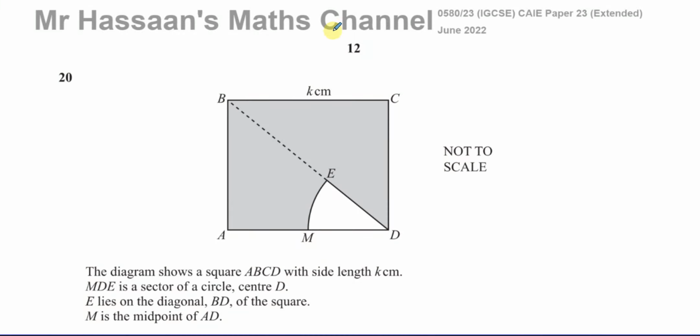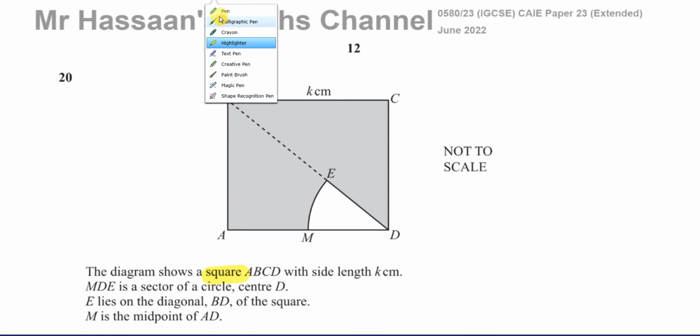This question is question number 20 from the June 2022 paper 2 variant 3 from IGCSE Cambridge extended. Now this question here is about this square ABCD. So we know it's a square because the question told us it's a square, not because it looks like a square. Very important.